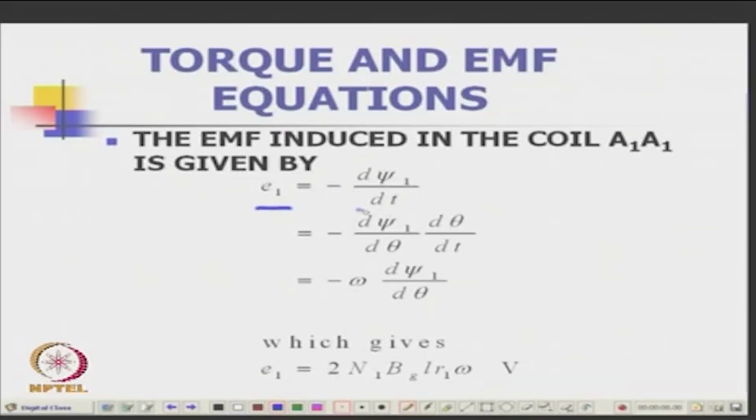So, E1 will be minus d lambda by dt, depending on the way it is connected. So, it will be minus omega d lambda 1 by d theta, right. Therefore, the voltage will be twice N1 Bg L R1 omega volts. This is the voltage induced per coil, in terms of speed, length, R1, Bg and N1, the number of turns in the coil.